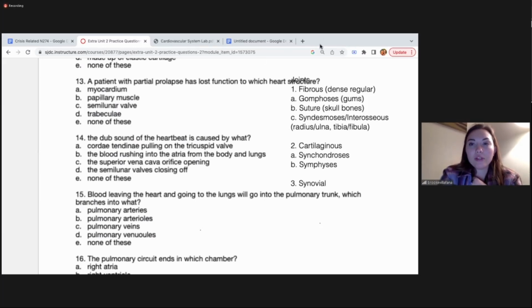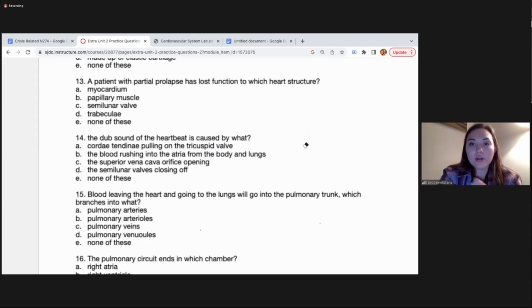Let's do a few more of these questions here on the heart. So for question number 13, a patient with a partial prolapse has lost function to which heart structure?